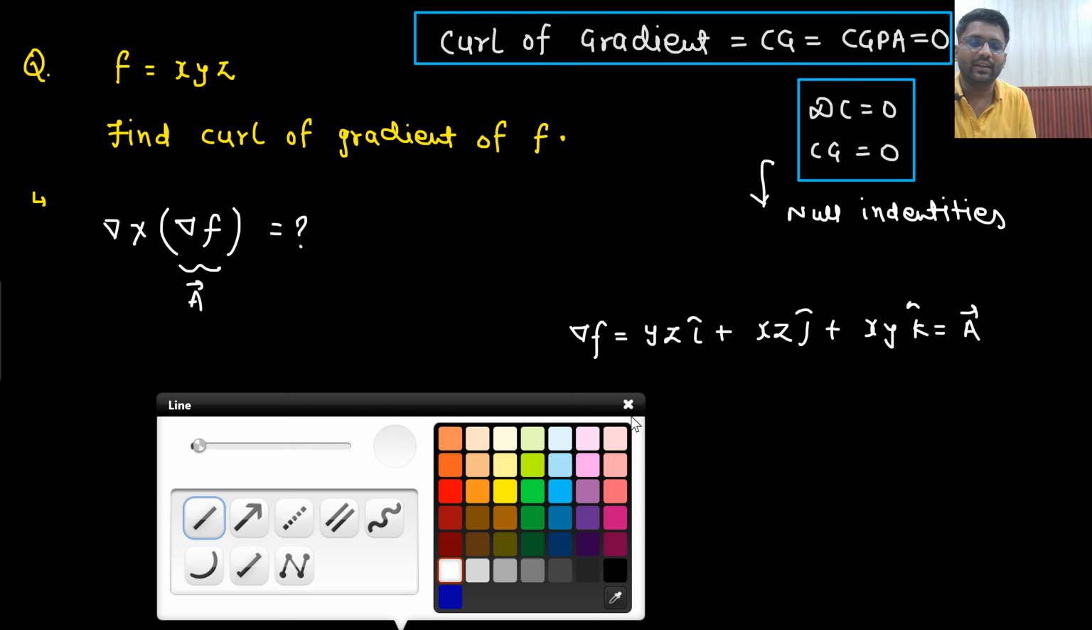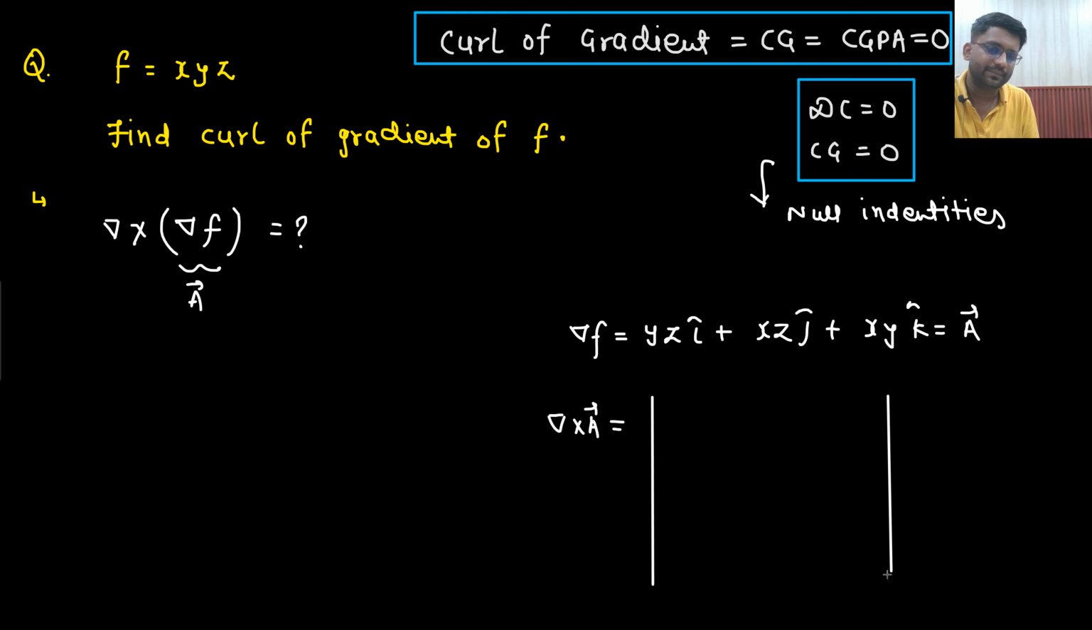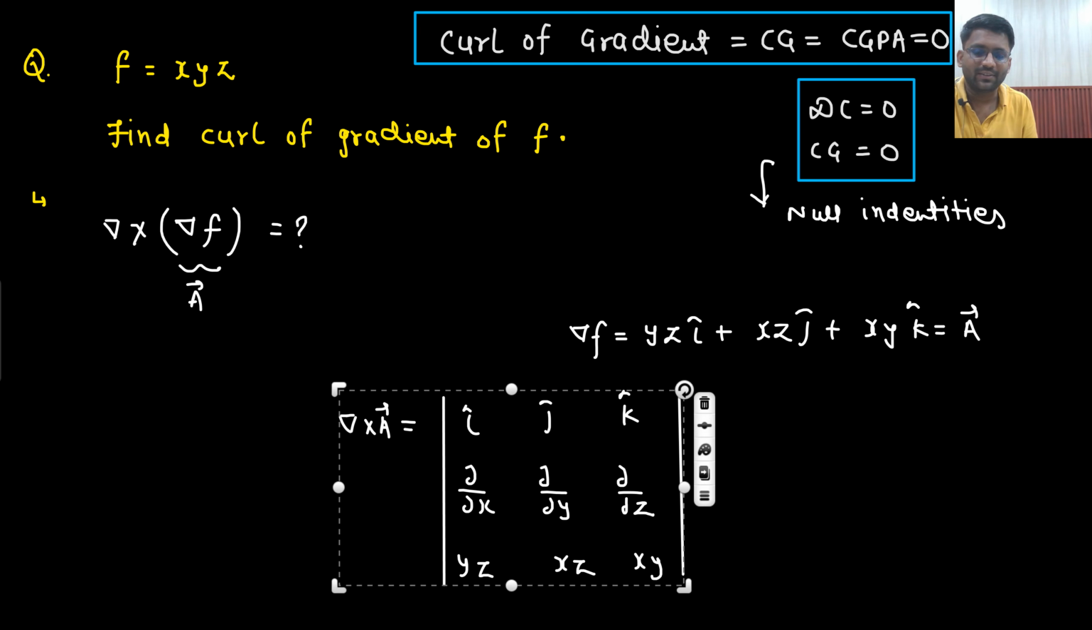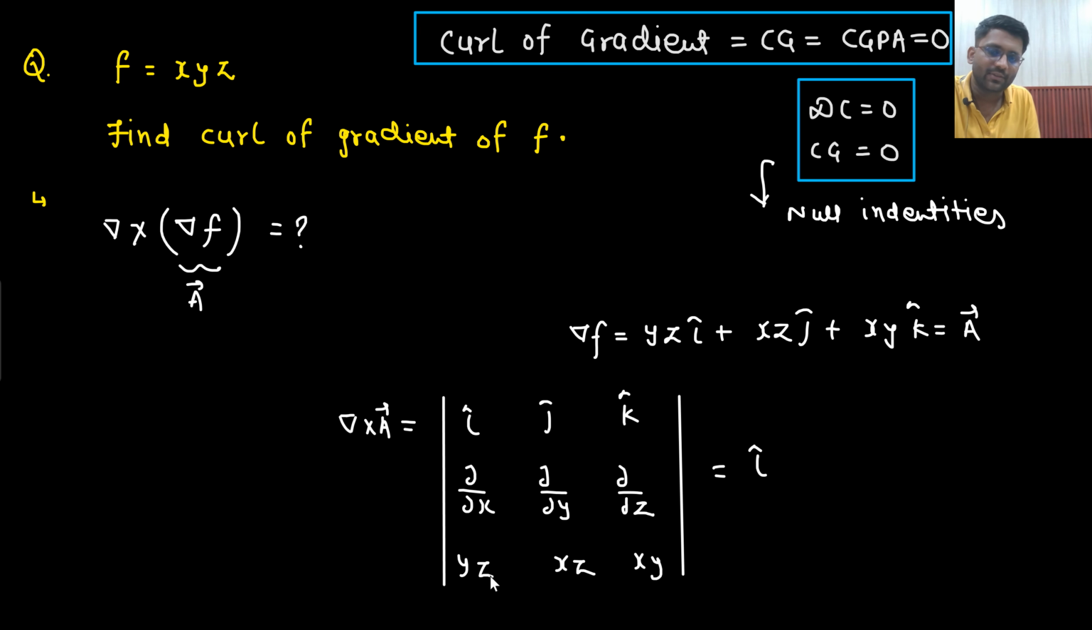Again, sir, the same thing: i cap, j cap, k cap; del by del x, del by del y, del by del z; yz, xz, xy. You can check it on your own. Although you should be checking on your own, this kind of calculation, although it is a recorded lecture, I cannot do anything. So yz, xz, xy.